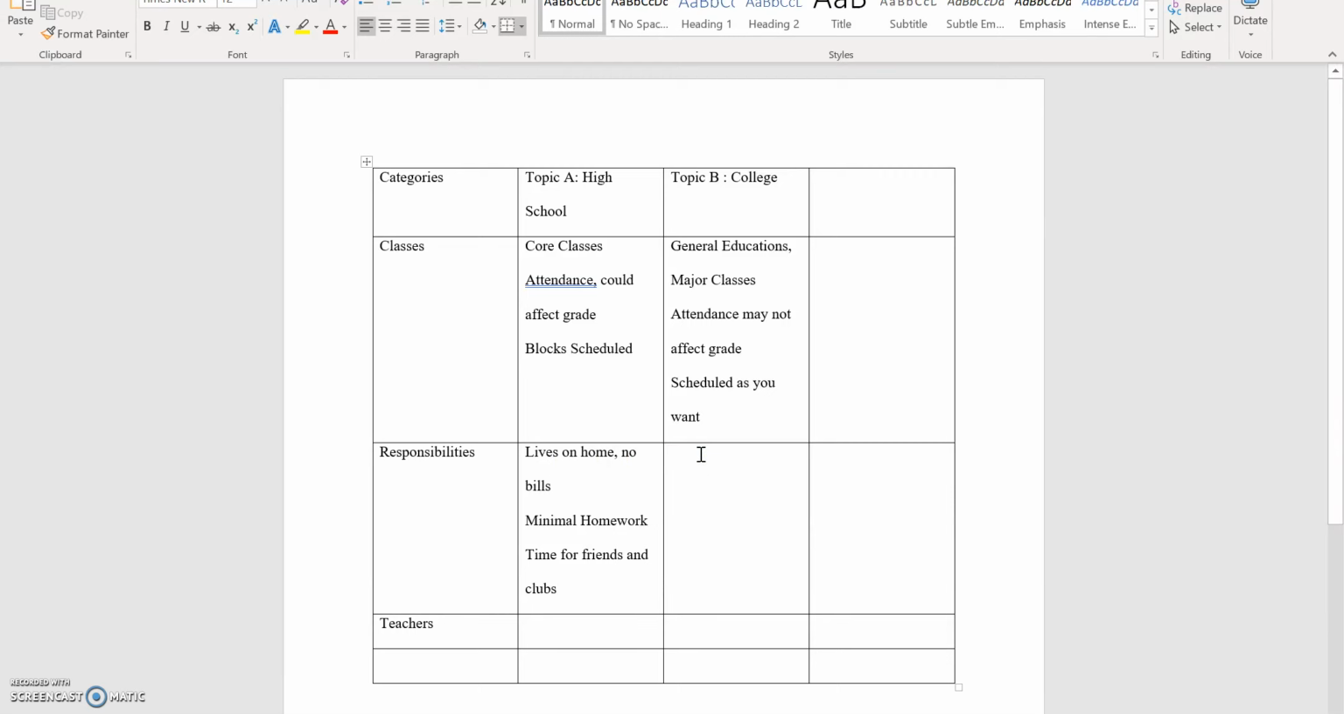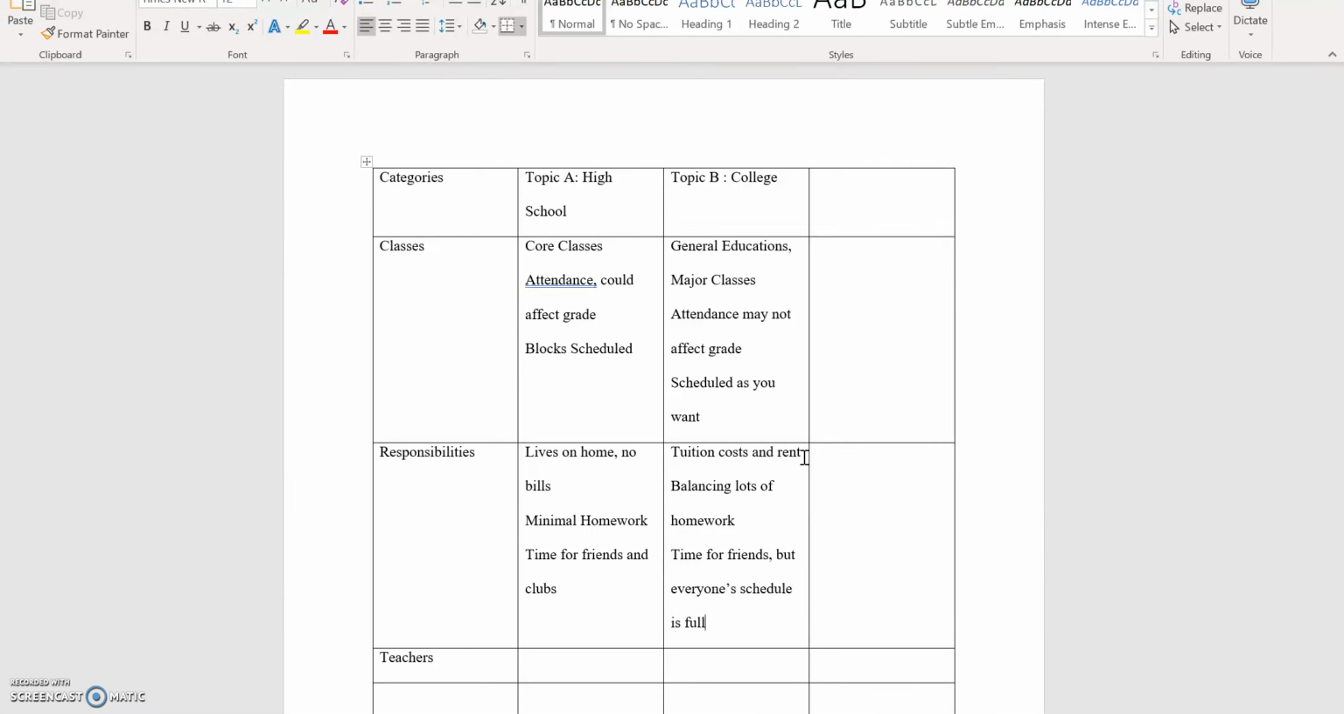And then for topic B, we would say tuition cost and rent, and then maybe balancing lots of homework, and then time for friends, but everyone's schedule is full, and we would continue on with that. For the last category, you would fill this in as well. Maybe teachers: in high school, you don't know them personally. In college, you become friends. So you would just continue to match that up.